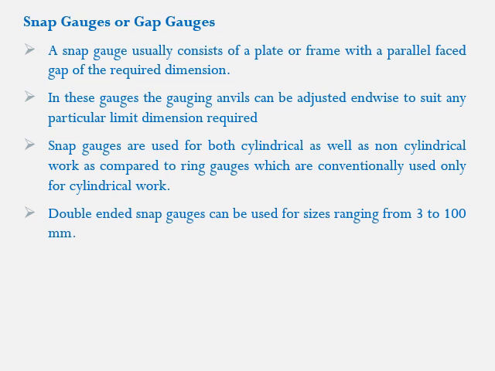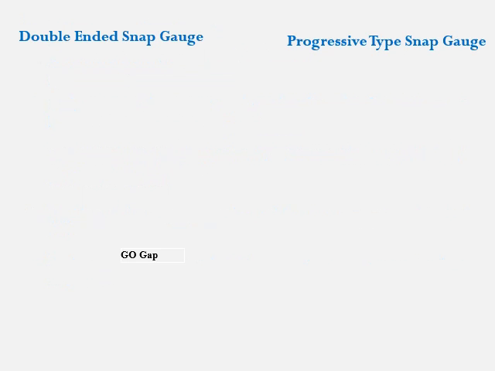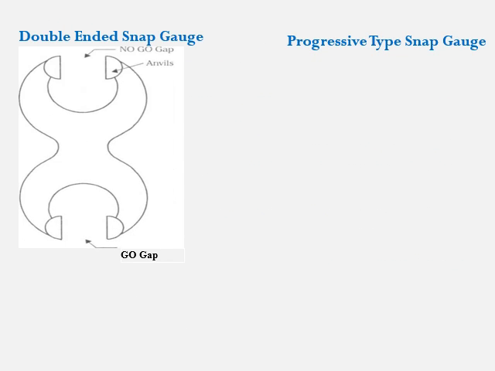Double-ended snap gauges can be used for diameters ranging from 3 mm to 100 mm. Similar to plug gauges, here also double-ended snap gauges are available. Progressive type snap gauges are also available for checking the tolerance zone of nominal diameters of 100 to 250 mm. So this is a go gap for a double-ended type snap gauge. Here we can see one side is made as a snap go gauge, and the other side is made as a no go snap gauge.